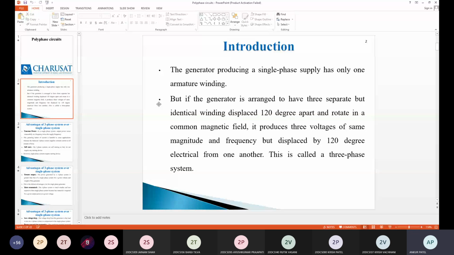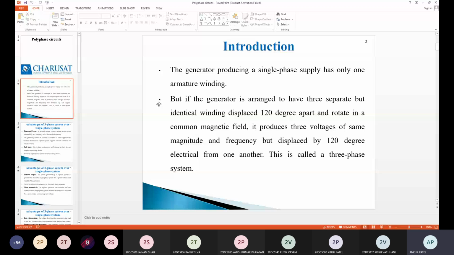Single phase AC generation is done by Faraday's law of electromagnetic induction. So we need, first, a conductor or coil; second, a magnetic field or flux; and third, relative motion between the conductor and the magnetic field. Whenever the conductor cuts the flux, EMF is induced in the circuit.